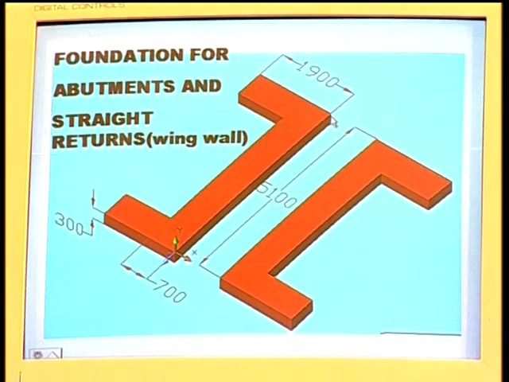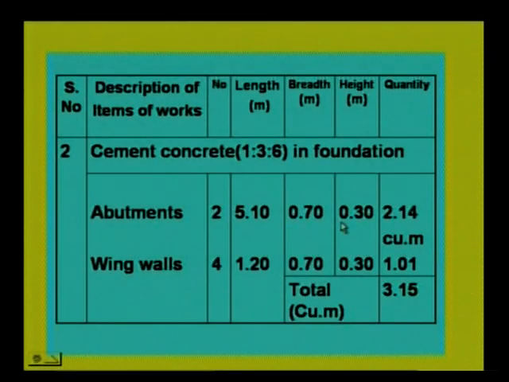Now you can see here, this is the length of the abutment, 5.10, this one. Again you can see here this 1900 minus 700, so you will get 1200, which is the projection, that is the length of the return, from here to here. So 5.1, then 0.7, then 0.3. 0.3 is the thickness of the CC bed below the abutment. So the quantity comes around 2.14 cubic meters. The dimensions are given in meters.